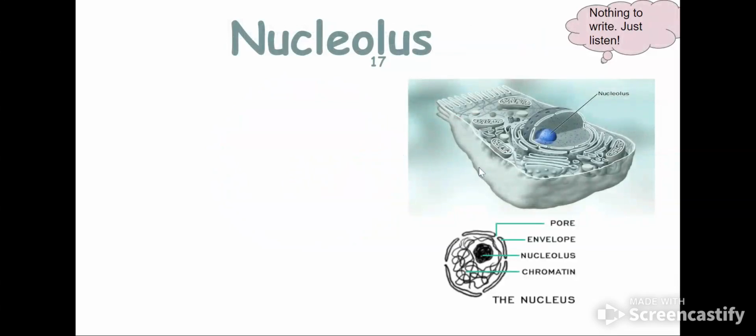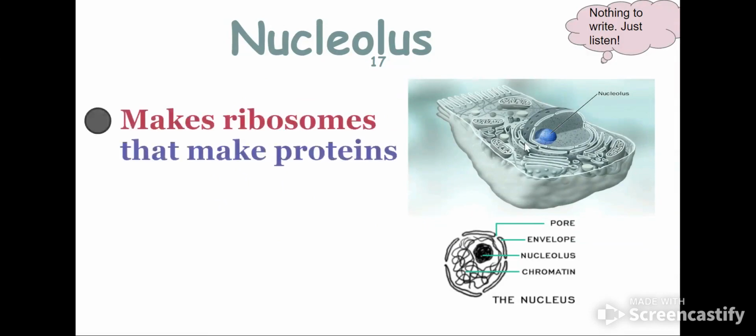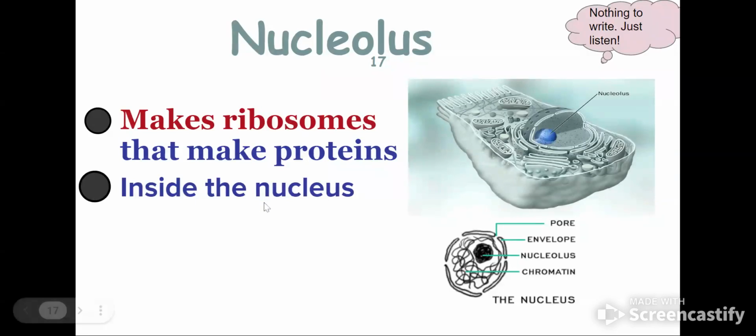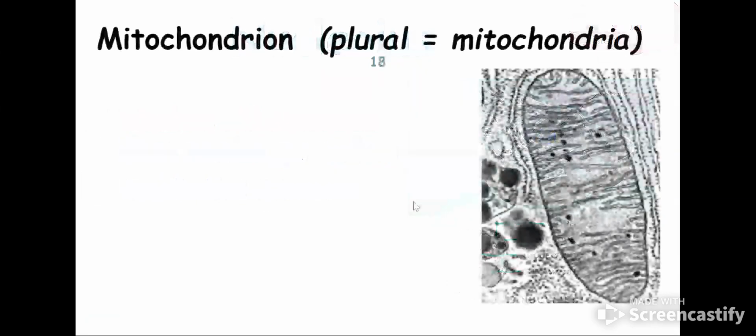The nucleolus, there's nothing to write, just listen. The nucleolus is inside of the nucleus. It makes ribosomes, and ribosomes end up making proteins. And again, it's in the nucleus.